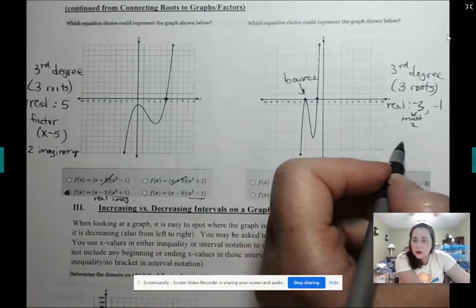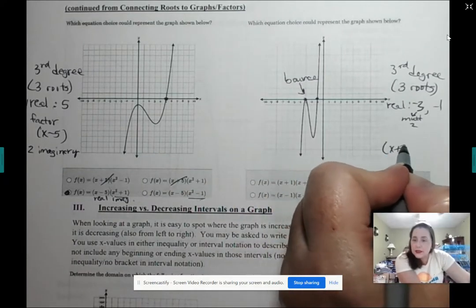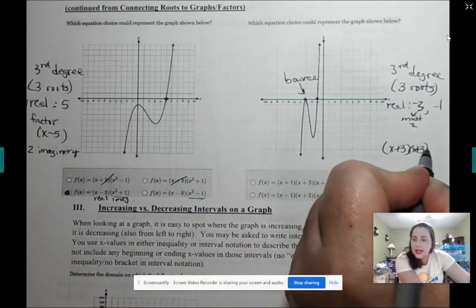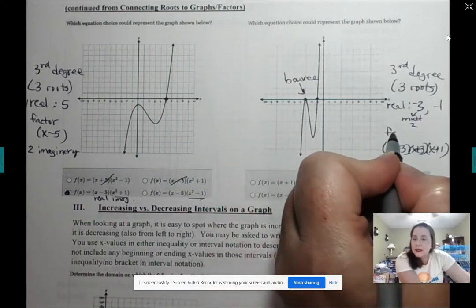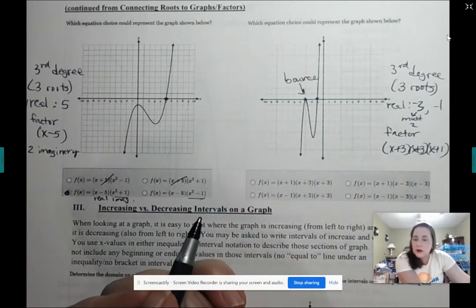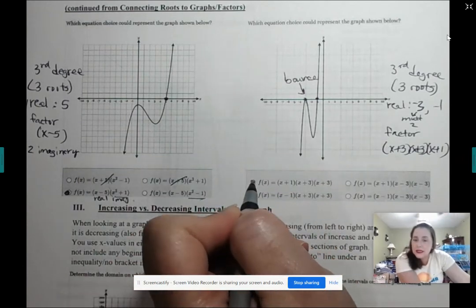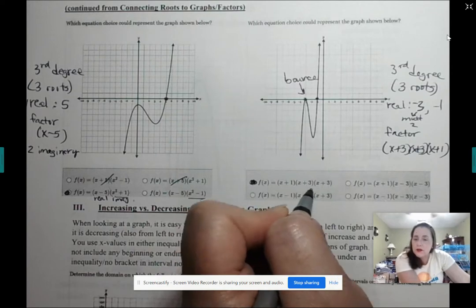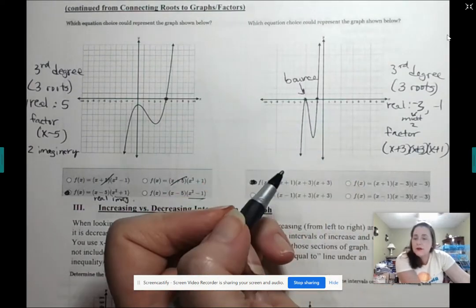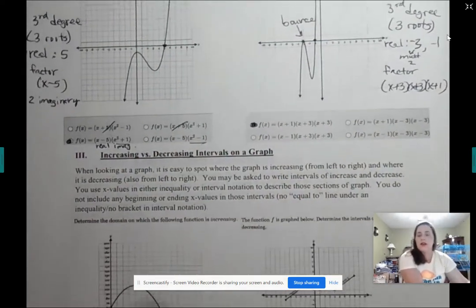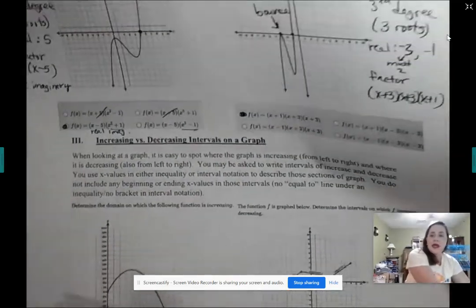So I need 2 factors that say x plus 3, since that's a negative 3 root, and one of them that says plus 1. So I look at these and I see there's only one that has all pluses, and it's this one. And that would be true because these are all negative valued roots. So the factors should be positive.